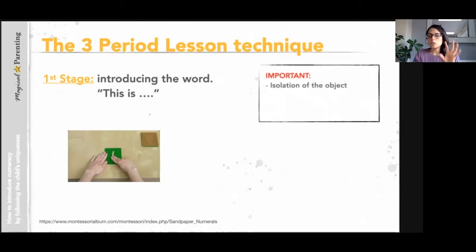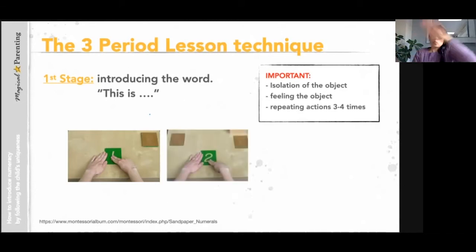So what is important to remember in the first stage? Isolation of the object, so the child cannot see anything else. The only thing you're working on, in this case 1, nothing else around, cannot be distracted, it's just 1. Second thing is about feeling the object. That's so important because again, they are building the image of that number in their heads. And then repeating the actions and saying it 3, 4 times.